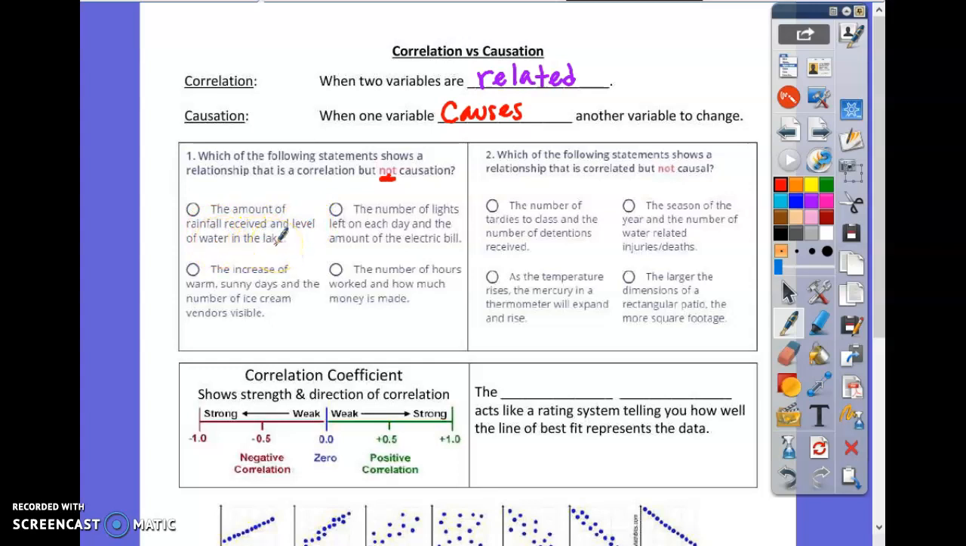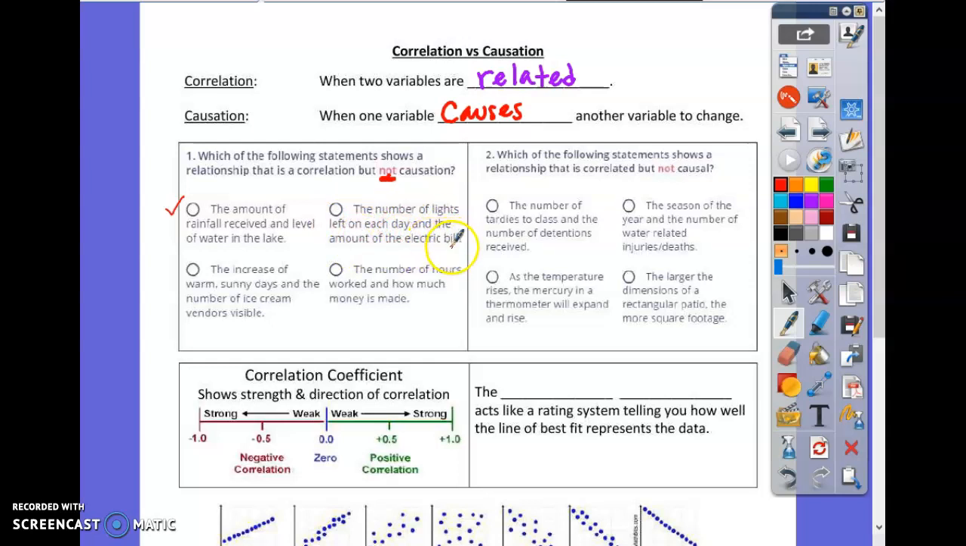So what happens when it rains? What happens to the lake? It gets more water. So the more it rains, the higher the water on the lake is going to be. So the rain causes the water to rise. So this is true. The second one, the number of lights left on each day and the amount of the electricity bill.